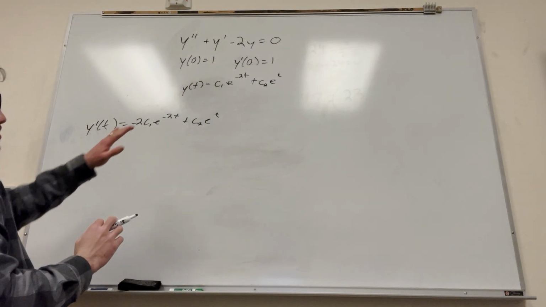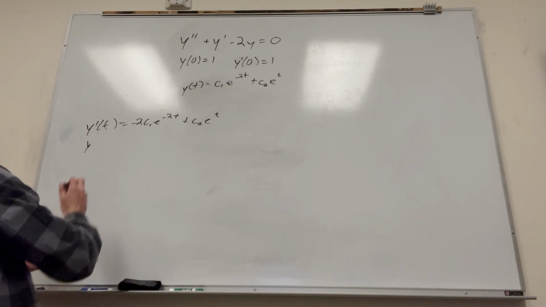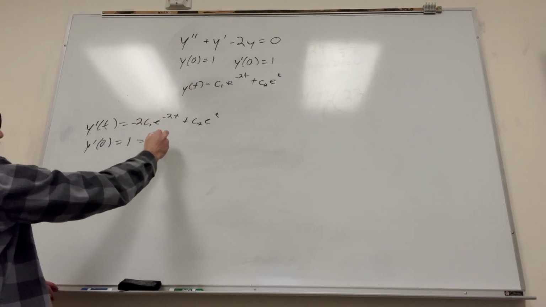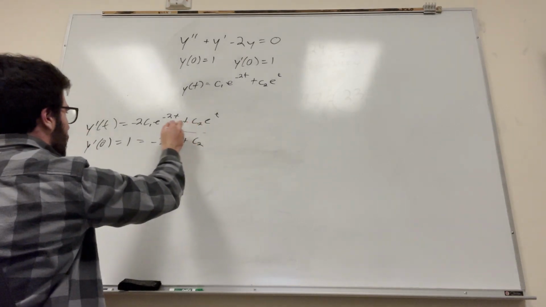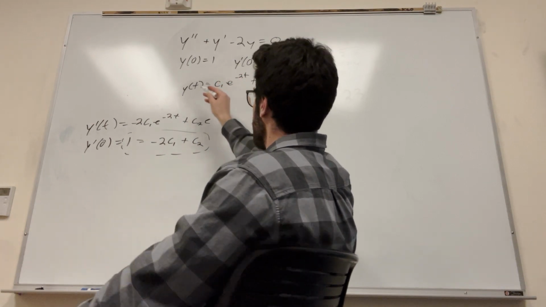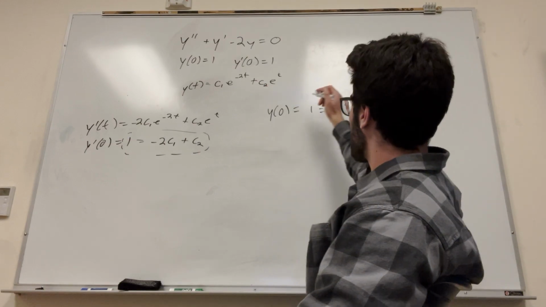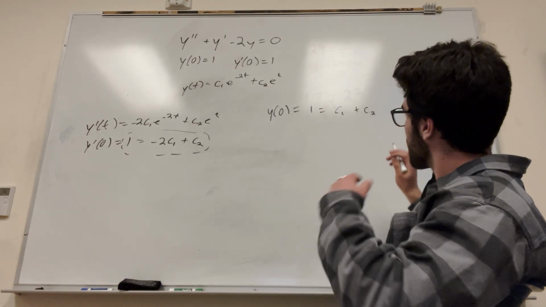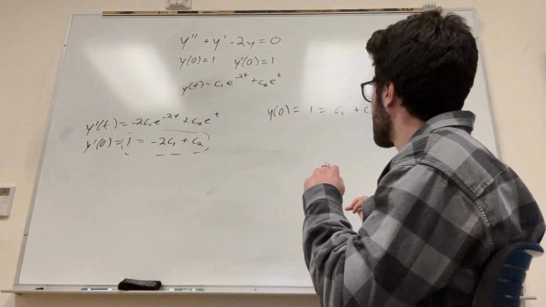Okay, so then we can plug in our initial values. So y prime of 0 is equal to 1, and plugging in 0 for all these, you'll get negative 2 c1 plus c2. And if you plug in y of 0 is equal to 1, that is equal to c1 plus c2. Pretty nice. Okay, so what we're going to do is try to find what c1 is equal to, and then we can find out what c2 is equal to.